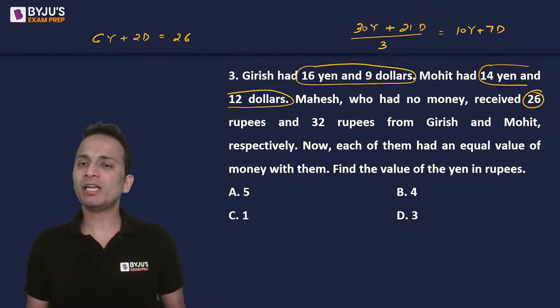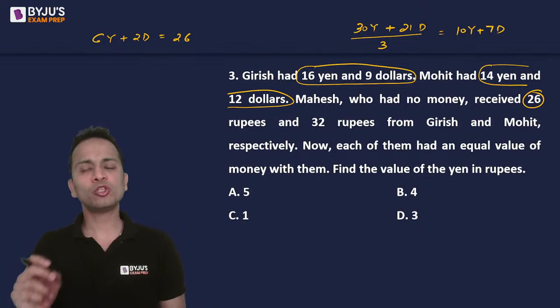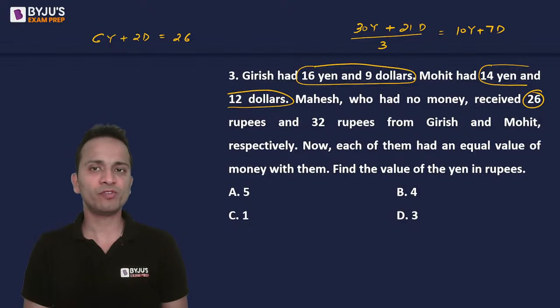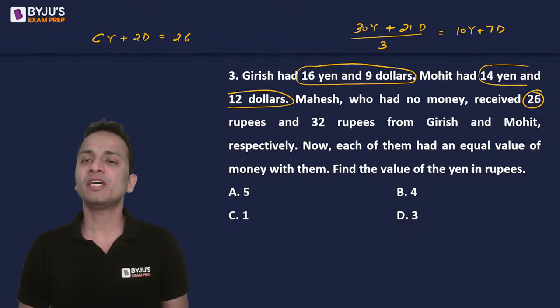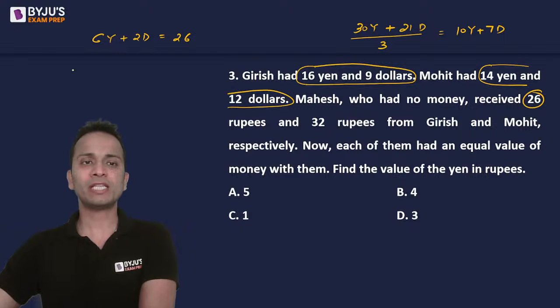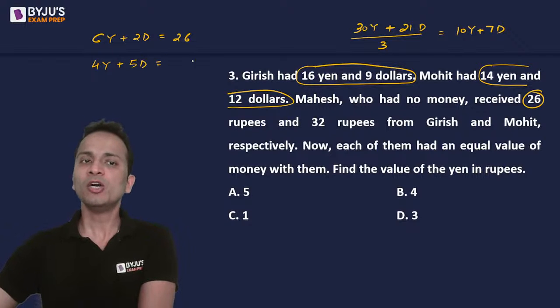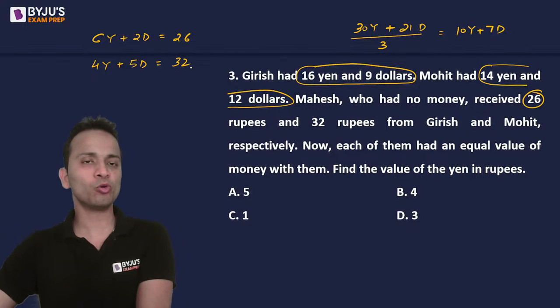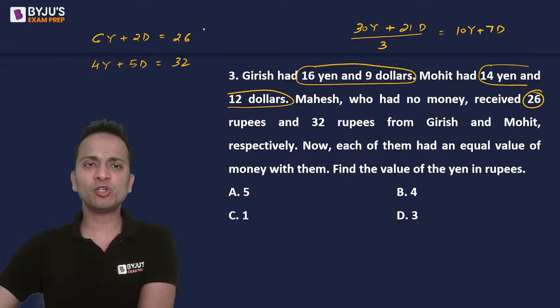Okay. Now, similarly, let's talk about Mohit. Mohit originally had 14 yen and $12, and finally, he'll be left with 10 yen and $7. So that means he must have given 4 yen and $5 to Mahesh, whose value is 32 rupees. Okay. Now you have two equations.